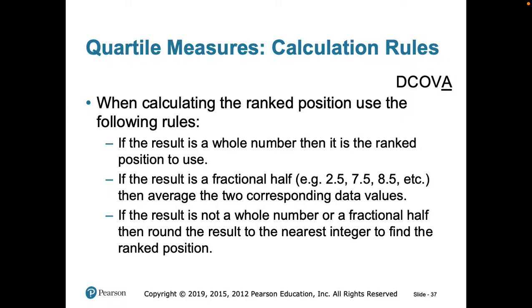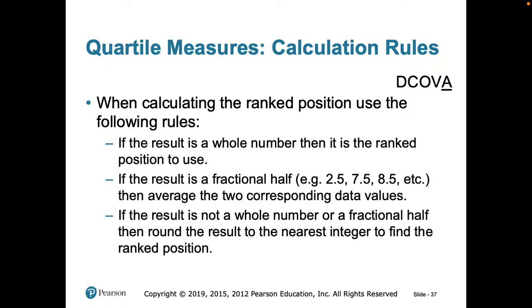You have to keep a few rules in mind when you're calculating these rank positions. One, if the result is a whole number, then it is the rank position that you are going to use. Two, if the result is a fractional half, then you use the average of the two corresponding data values. And finally, if the result is not a whole number or a fractional half, then you need to round the result to the nearest integer to find the rank position.